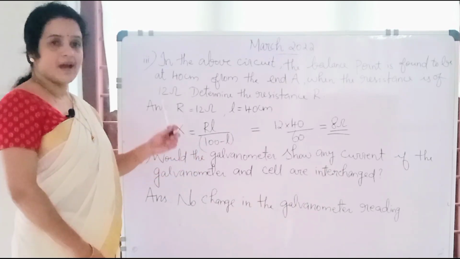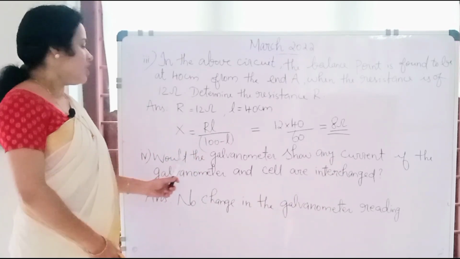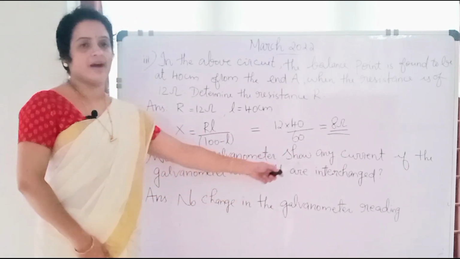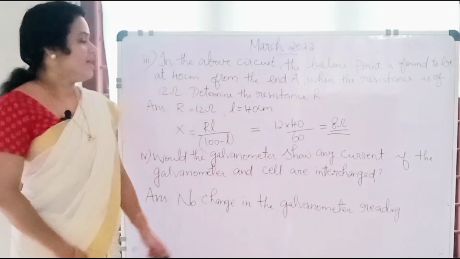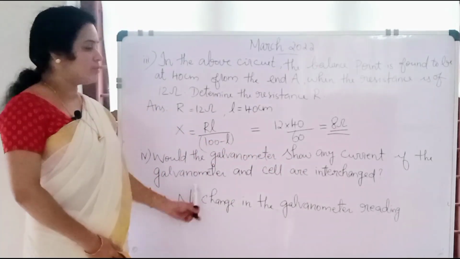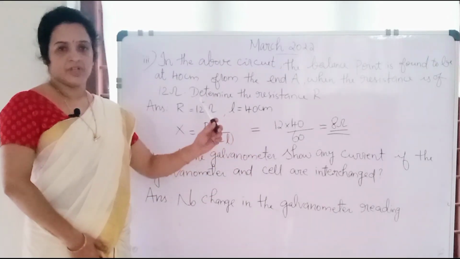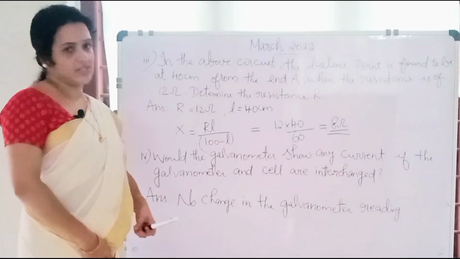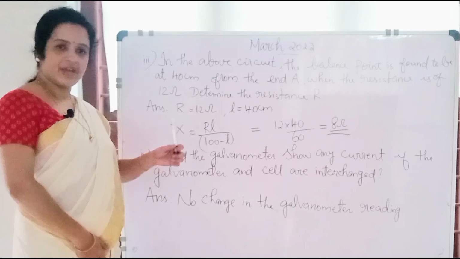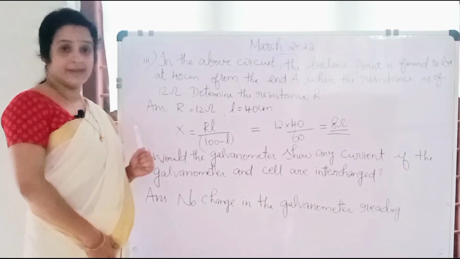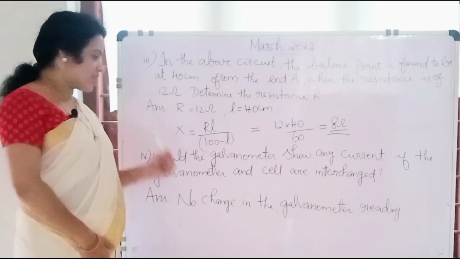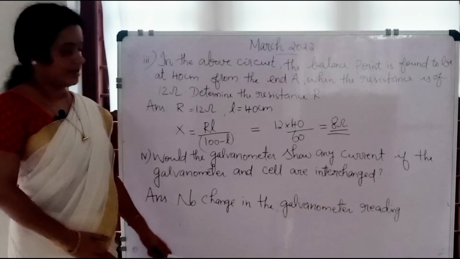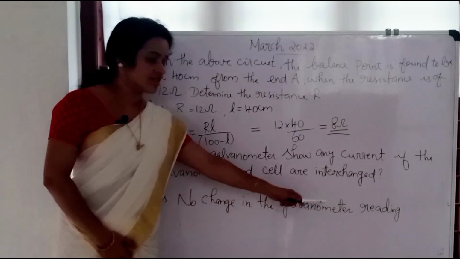Now we can move to the last part of this question: would the galvanometer show any current if the galvanometer and the cell are interchanged? Suppose we interchange the galvanometer and cell in the circuit, is there any change in the deflection or current in the galvanometer? No, even if we interchange the cell and galvanometer, we will get the same value of current. That means no change in the galvanometer reading.